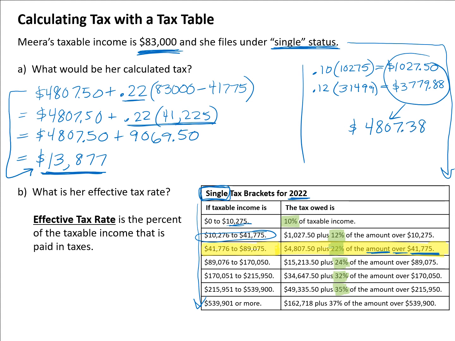If you add those two together, what you'll get is $4,807.38. And if you look at that first number that we were using in our calculation, $4,807.50, that's basically, if we round to the nearest 50 cents, the calculation for how much she got charged at 10% and how much she got charged at 12%. So the number that you see initially before the plus in all of these tax formulas relates to how much you were charged in tax for the previous tax brackets. Okay, so $4,807.50 was the amount you were charged at 10% and 12% altogether.